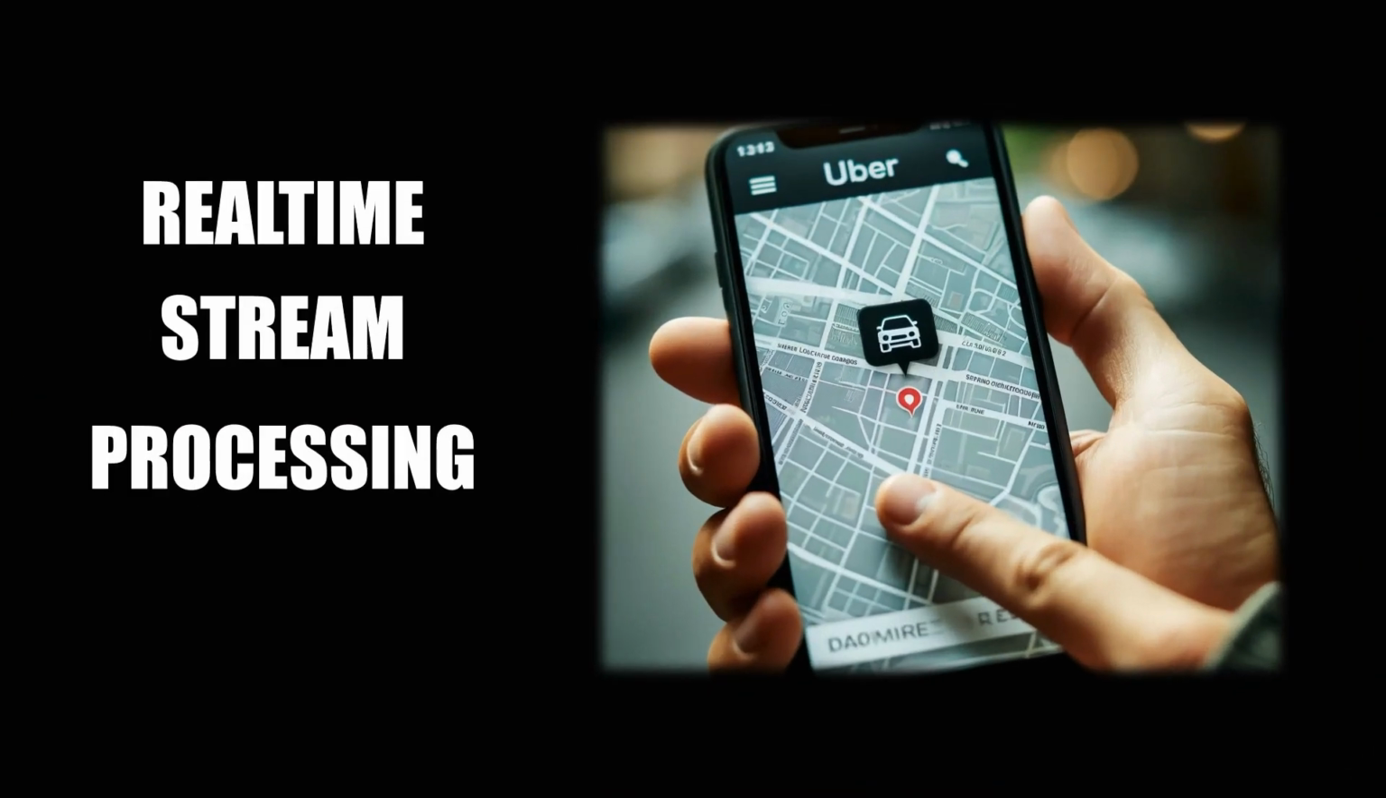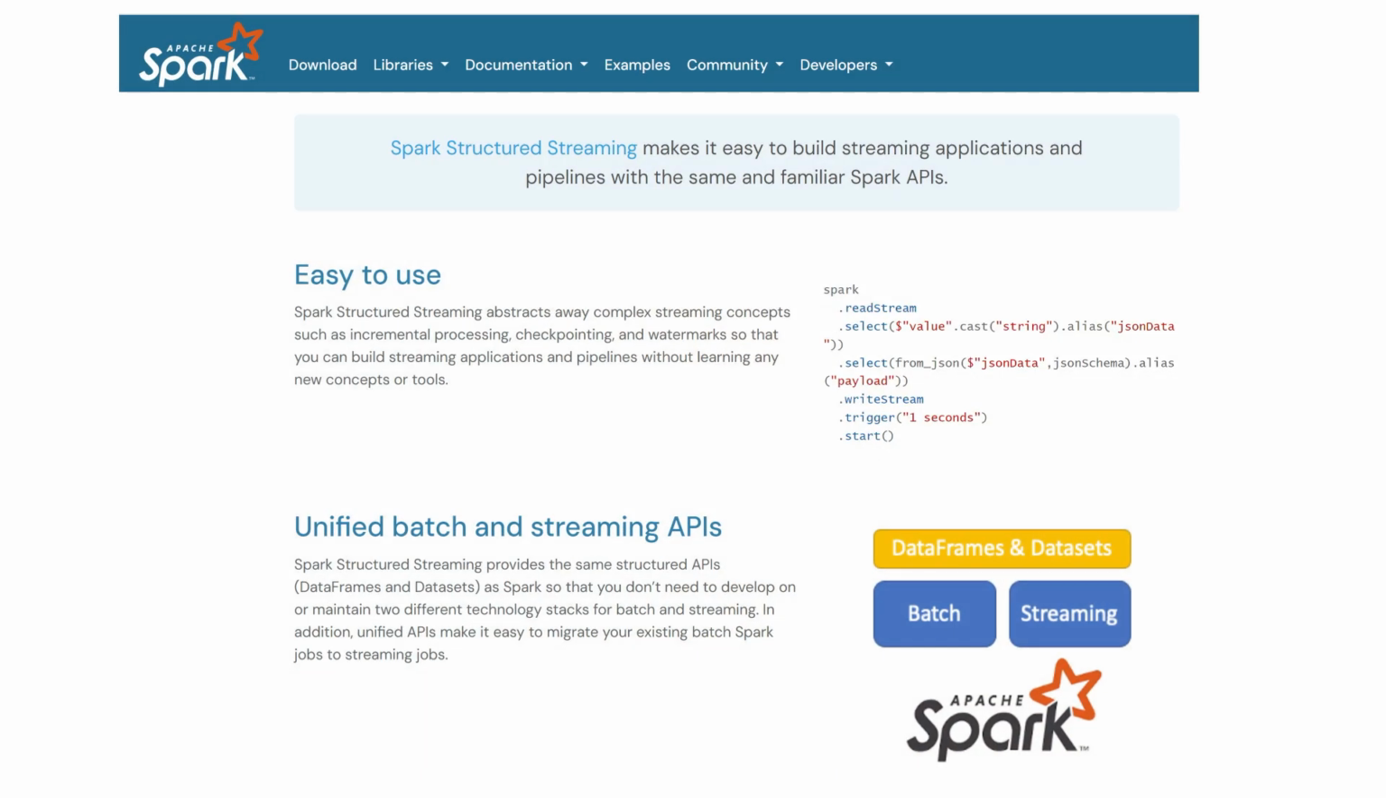Sixth benefit, real-time stream processing. Spark Structured Streaming is Spark's offering for real-time stream processing. You can also stream data from streaming sources such as Kafka. And one of the benefits is it abstracts away the complex concepts of streaming. And if you're familiar with Spark's API, you can build Spark streaming applications as well and process data in real time. In fact, Spark's official website explicitly mentions how easy it is to use as it abstracts away complex streaming concepts.